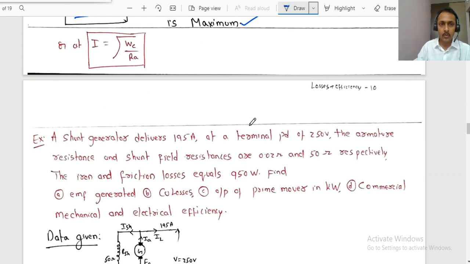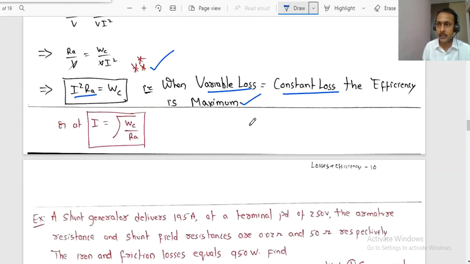So at that time the current is given by, if you observe, I equals root of omega C by RA. If you are able to design, if you are able to apply load in such a way that it draws current I equals root over omega C by RA, then at that time the efficiency will be maximum. So this is, dear students, all about efficiency and losses.